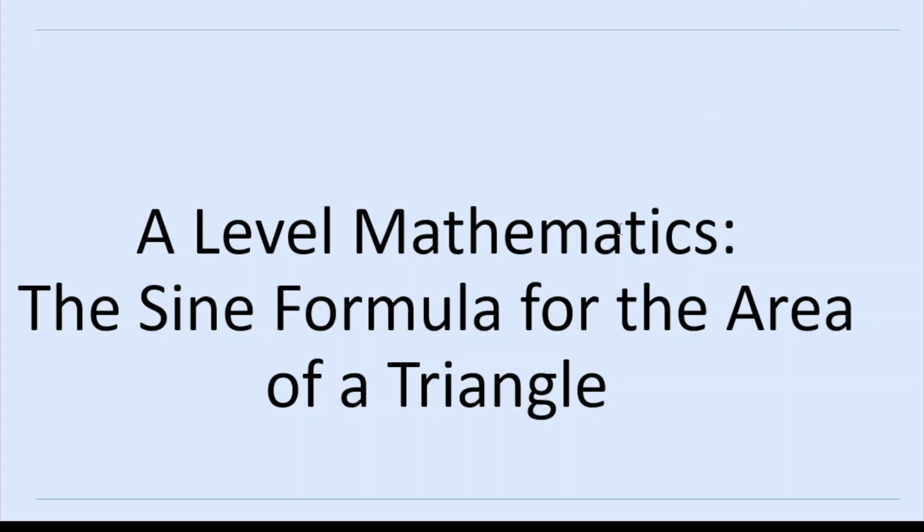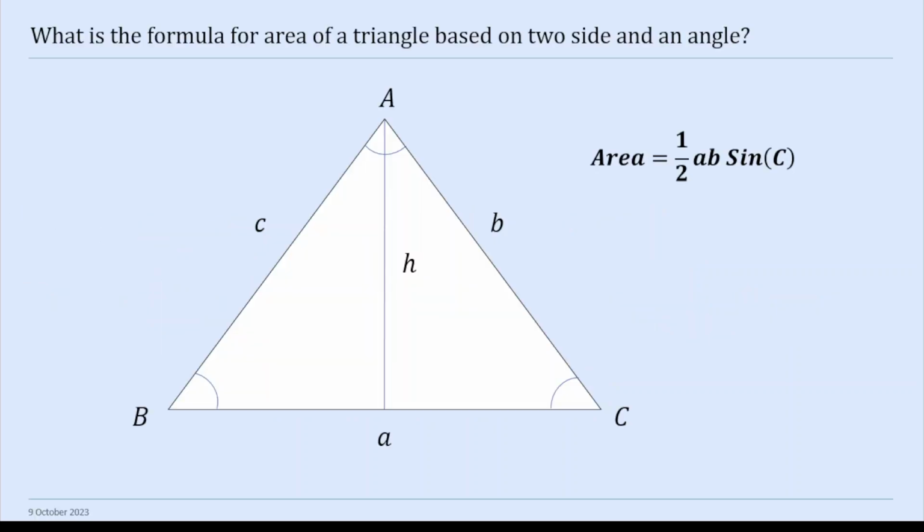I'm Simon. Today we're going to look at a formula for the area of a triangle that uses the sine function. So if we've got two sides and the angle between them, we can work out the area. Here we've got a triangle with sides A, B, C and angles A, B, C. And the area equals a half A times B times the sine of C, where C is the angle between them.